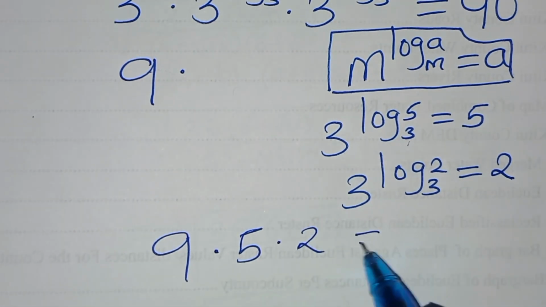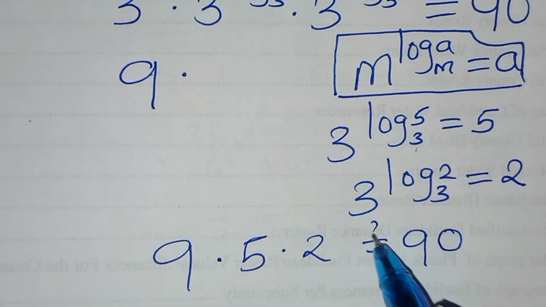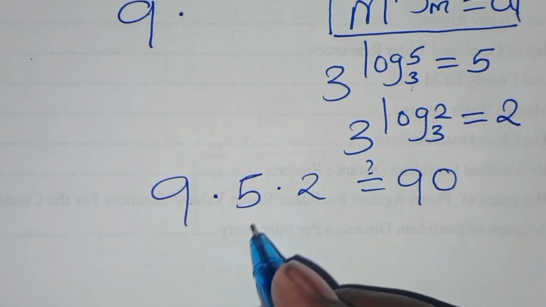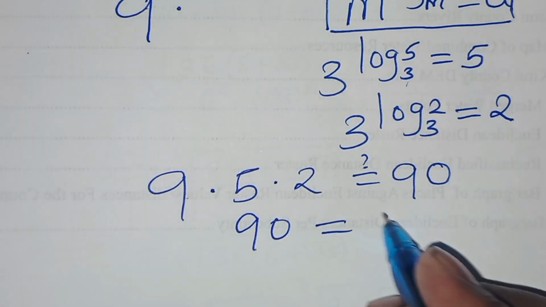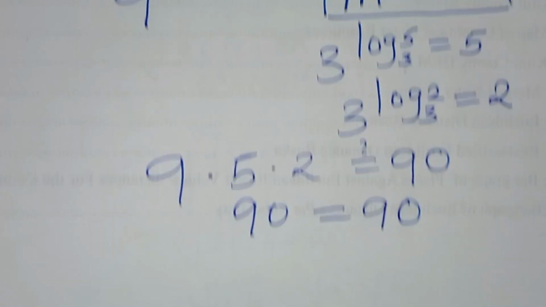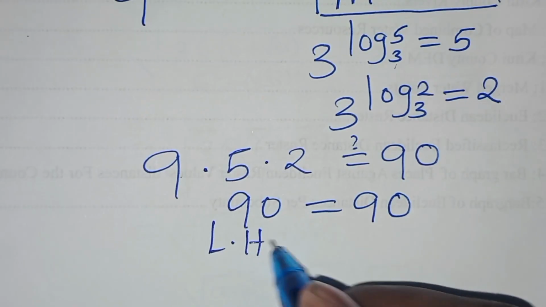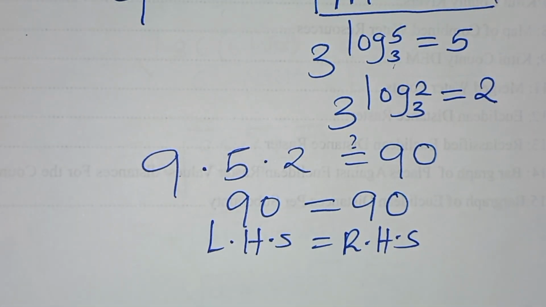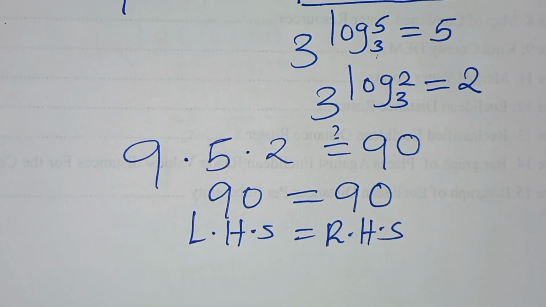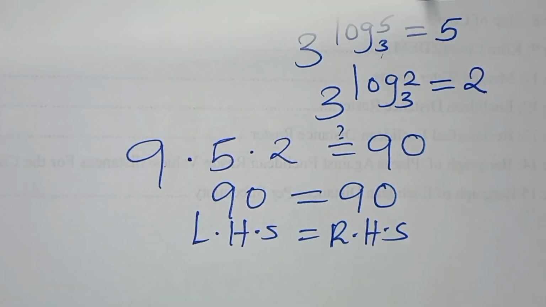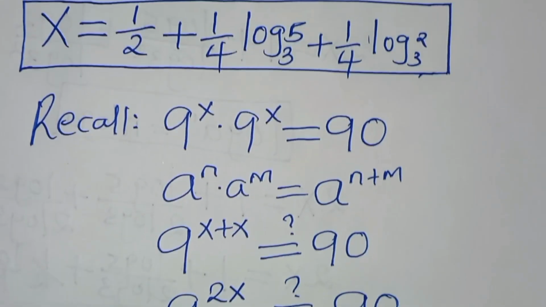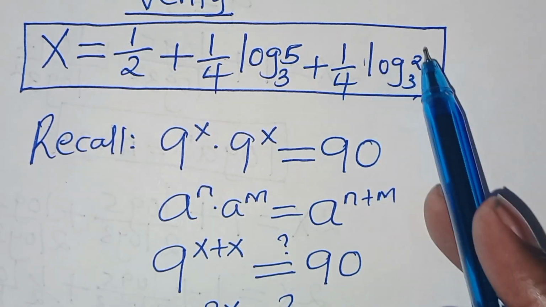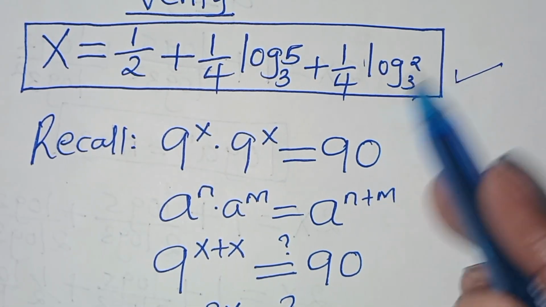This is supposed to give us a value of 90. So 9 times 5, this is 45, times 2, this is 90, and this is equal to 90. So this implies that the left hand side is equal to the right hand side. And this implies that the value of x, which is equal to half plus 1 over 4 log 5 to base 3 plus 1 over 4 log 2 to base 3, actually satisfies the equation.